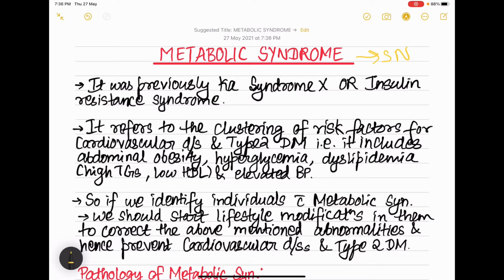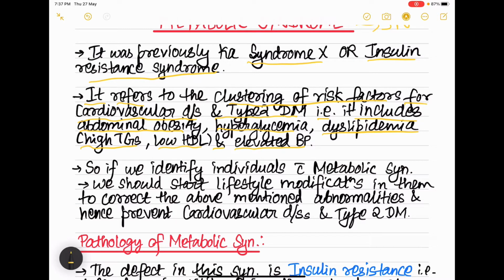Okay, so metabolic syndrome was previously known as syndrome X or insulin resistance syndrome. It refers to the clustering of risk factors for cardiovascular disease and type 2 diabetes mellitus. That is, it includes basically abdominal obesity, hyperglycemia, dyslipidemia, that is high triglyceride levels and low high density lipoprotein levels. And along with that, there is elevated BP, that is hypertension. So if we identify individuals with metabolic syndrome, we should start lifestyle modifications in them to correct the above mentioned abnormalities and hence prevent the development of cardiovascular diseases and type 2 diabetes mellitus in these individuals.